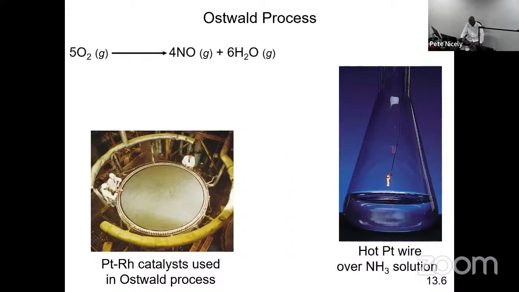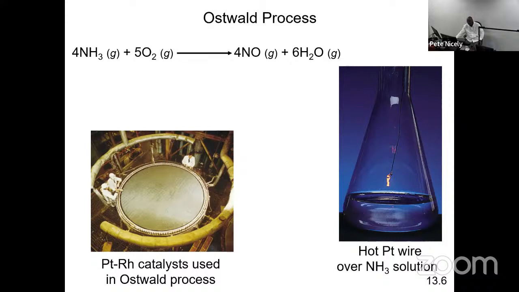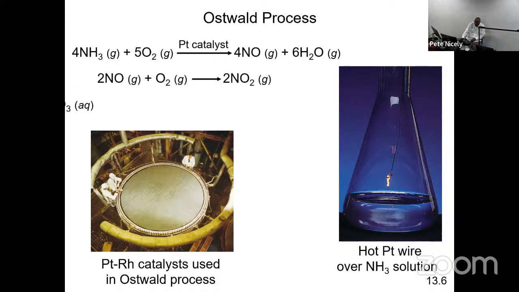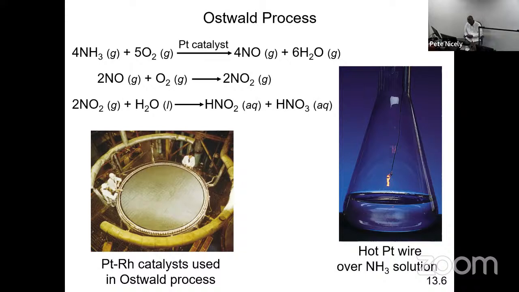The Ostwald process for making nitric acid uses another combination of, in this case, metals, platinum and rhodium. And basically what happens is that it catalyzes the reaction between oxygen and ammonia to form nitrogen monoxide and water. And then you have 2 other steps occurring, which ultimately leads to the formation of both nitrous and nitric acid. So that's just basically another example of heterogeneous catalysis.